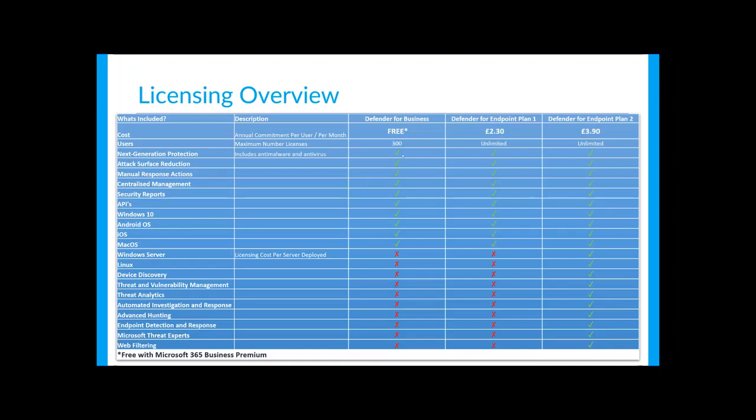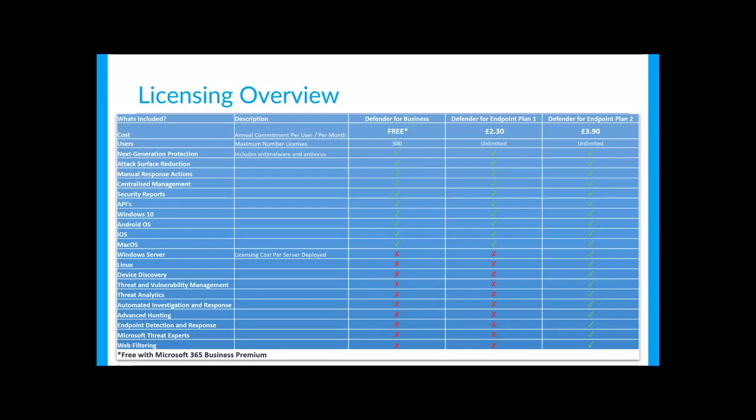It's also possible to purchase Defender for Endpoint Plan 1. So if you're not currently on Business Premium or you're on an Office 365 subscription, for example, then the Defender for Endpoint Plan 1 can be upgraded. You can purchase that as a separate SKU.